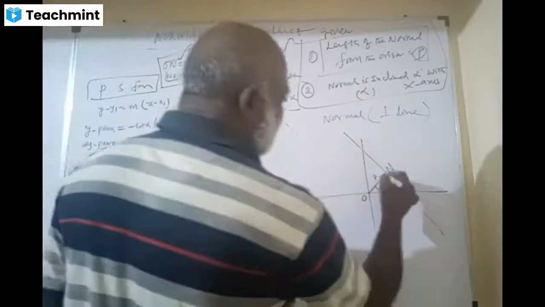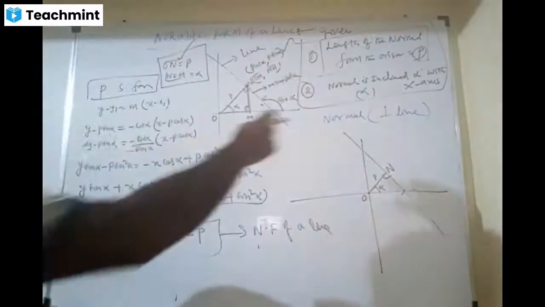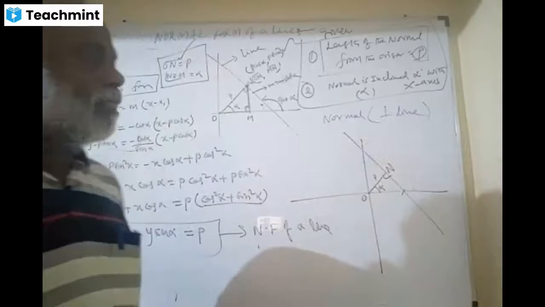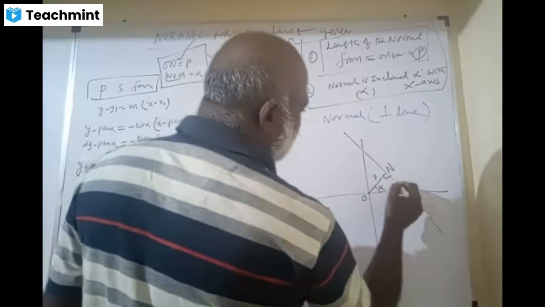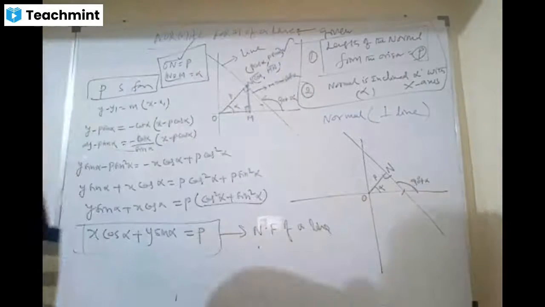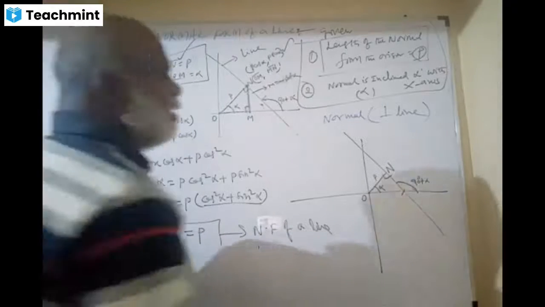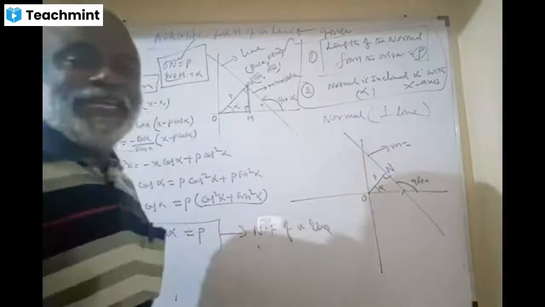Friends, this is 90 degrees. Normal means what? Perpendicular. I told you earlier, right? Normal means perpendicular line. So, friends, if this is p and this is alpha, this is called 90 plus alpha, an exterior angle. And we can find out the slope of this line. What is slope? m is tan theta.